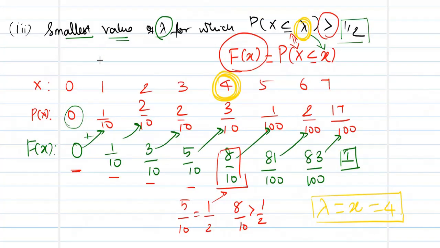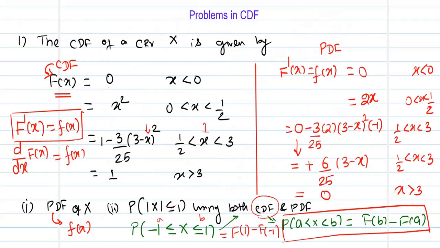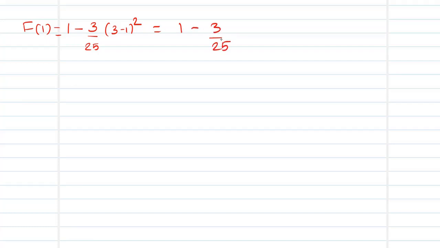So what we will have is 1 minus 3 by 25 times (3 minus 1) the whole square. So this is my f of 1. This gives me 1 minus 3 by 25 times 3 minus 1, which is 2. 2 squared makes it 4. So this is going to be 25 minus 4 3s are 12 by 25. 25 minus 12 makes it 13 by 25.